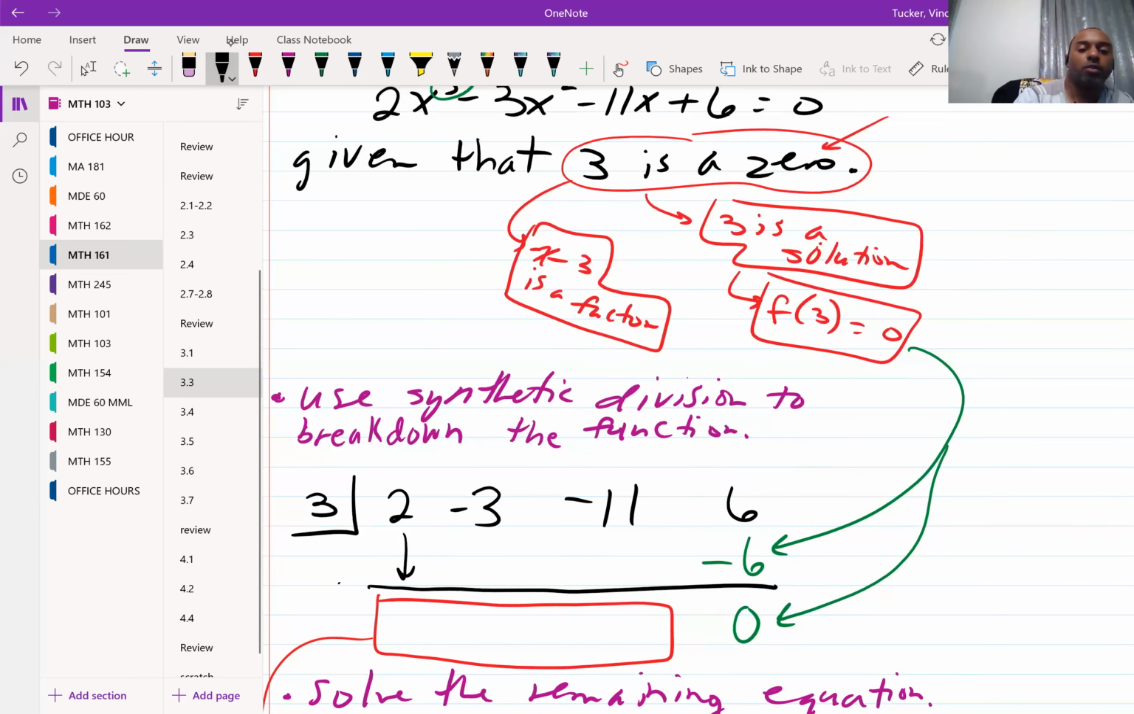All right. So we start by bringing 2 down. 3 times 2 is 6. Add those. -3 plus 6 is just 3. 3 times 3 is 9. -11 minus 9. I probably should have stayed with blue, but -11 minus 9 is -20. 3 times -2 gives us our -6.